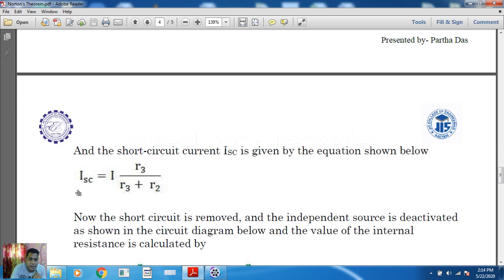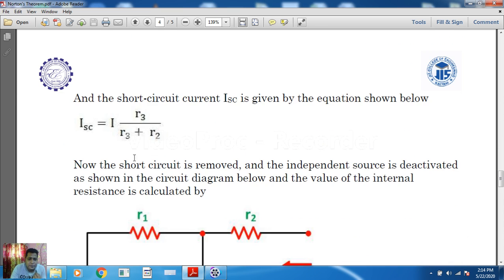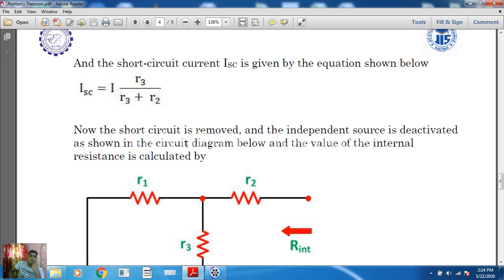Okay, just see, ISC is equal to I, the total incoming current, into the opposite branch resistance. We want to find out the current passing through R2, so that's why we have taken R3 here, by the summation of these two parallel resistances. Here the coming current is dividing between R2 and R3. So these are two in parallel, so we have to consider these two. This way we have found it out. So this is our short circuit current, also known as Norton's current. So first step is done.